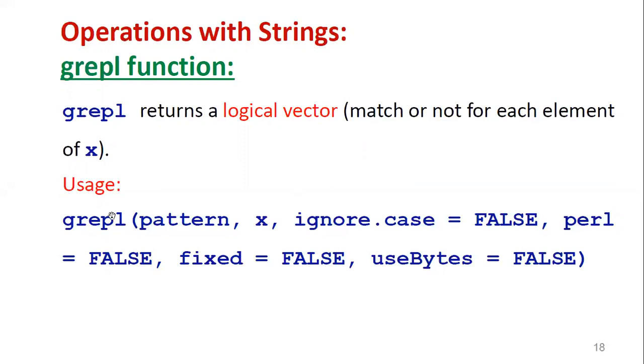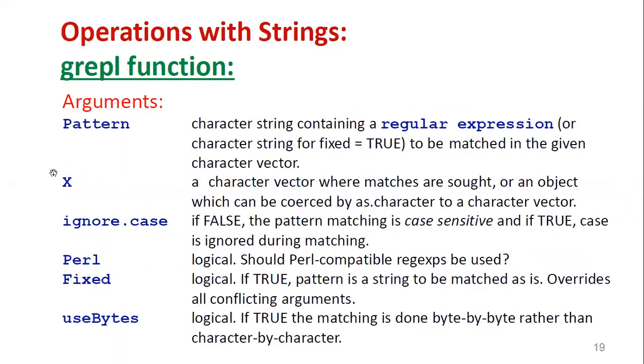grepl, you add an L to grep: grepl(pattern, x, ignore.case = FALSE, perl = FALSE, fixed = FALSE, useBytes = FALSE). These are all the various arguments presented in grepl, but we use pattern, x, and the value fixed. Now see the explanation about all this.